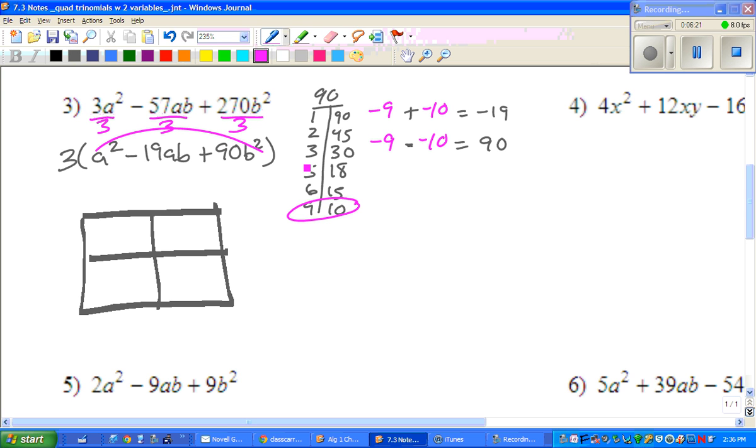We're going to draw our box. a squared, minus 9ab, minus 10ab, plus 90b squared. Okay, the top, oh, excuse me, is just an a. The bottom, your leading coefficient is negative, so it needs to be negative, and they both have the variable b in them.